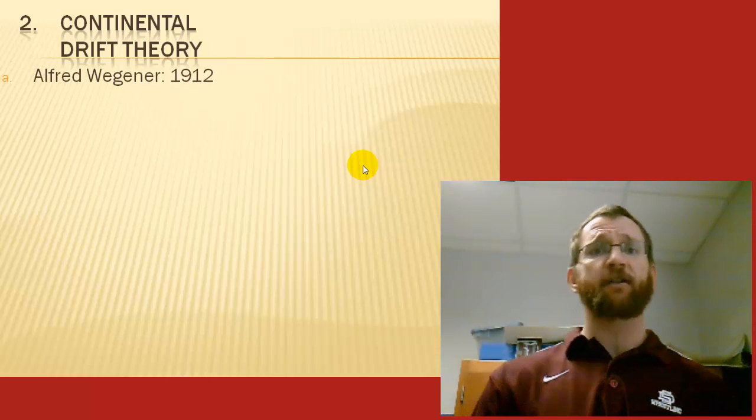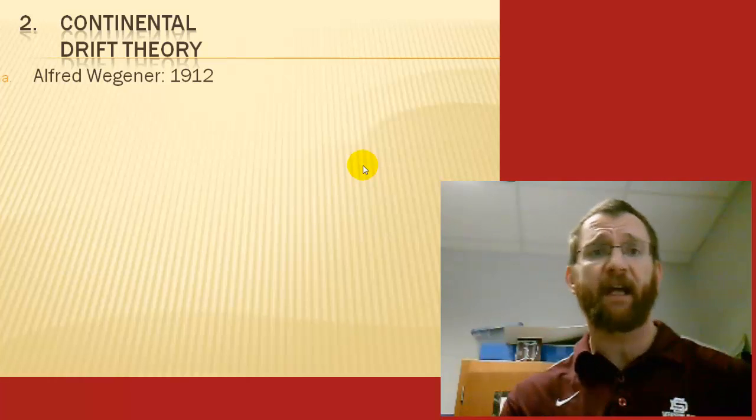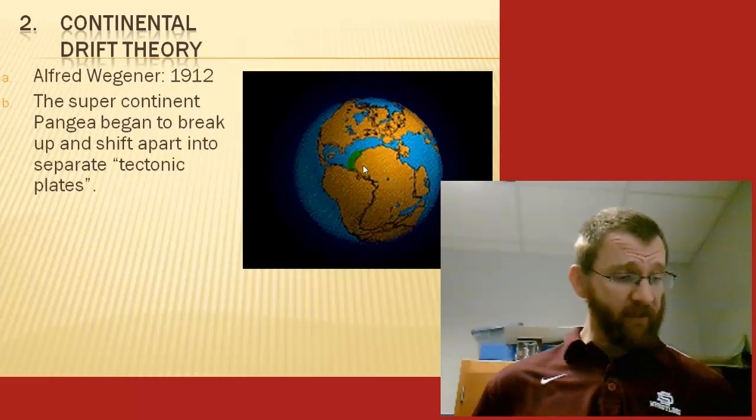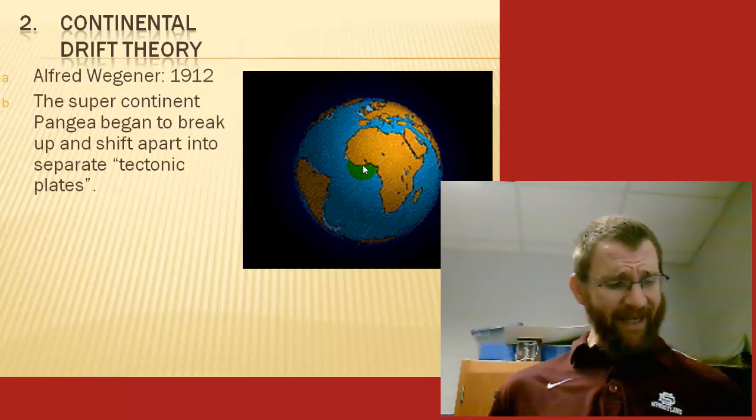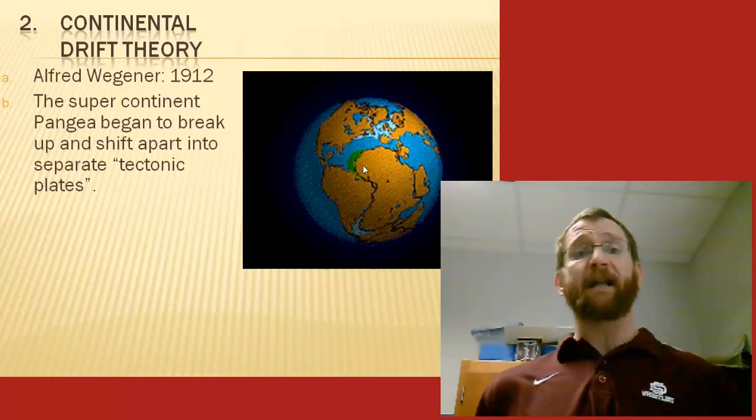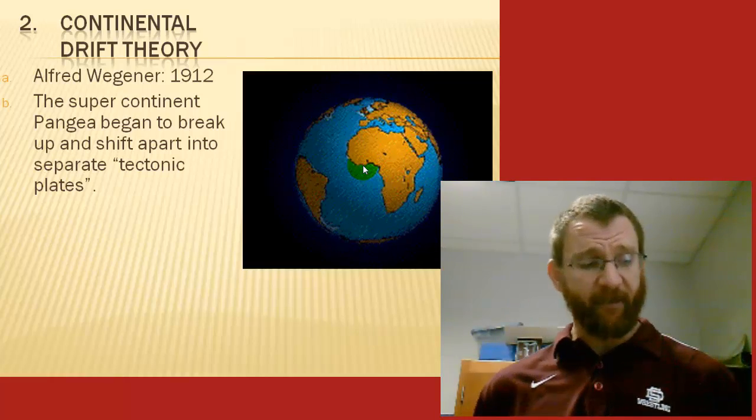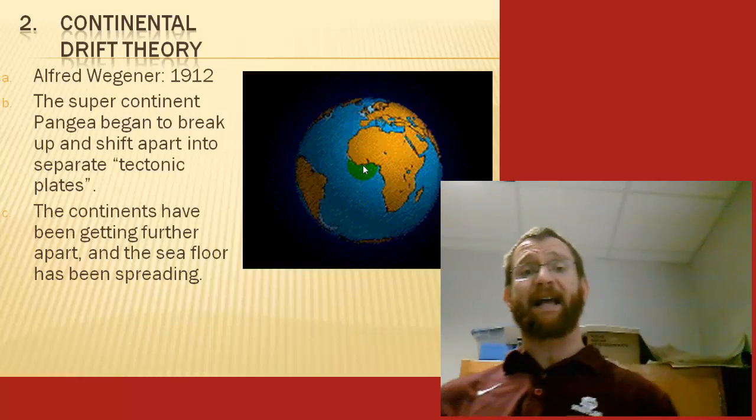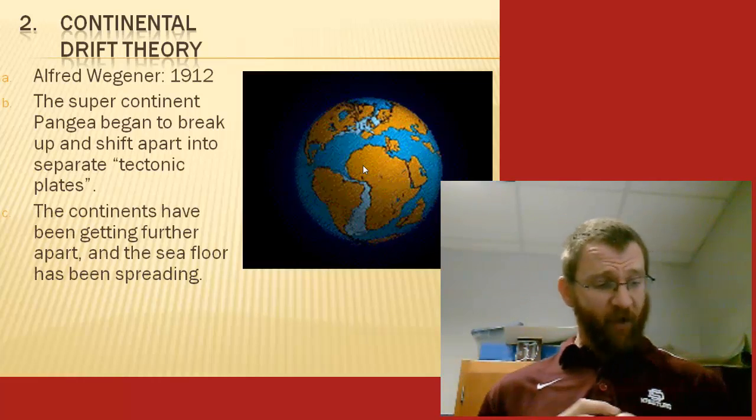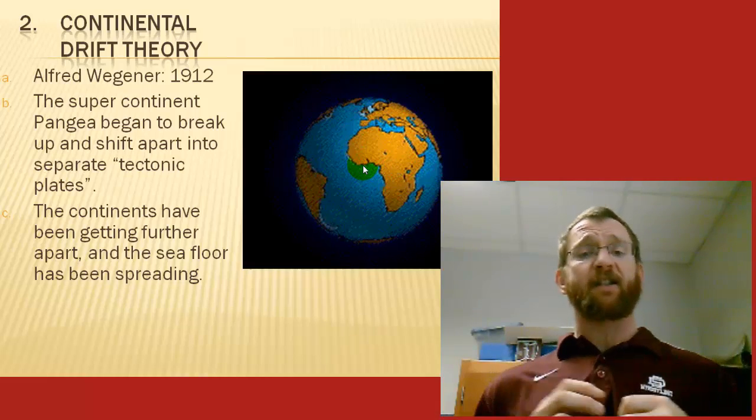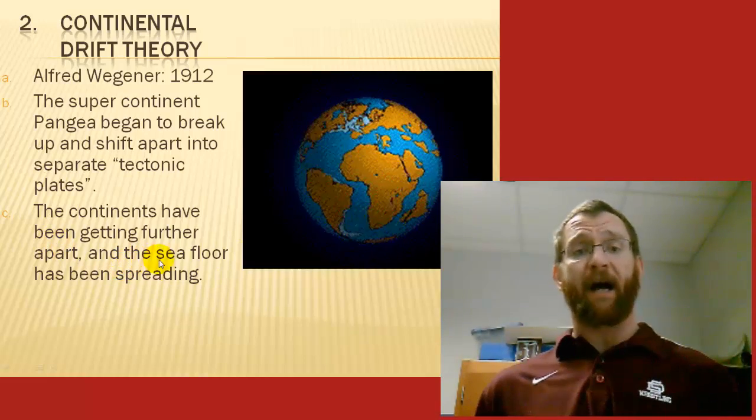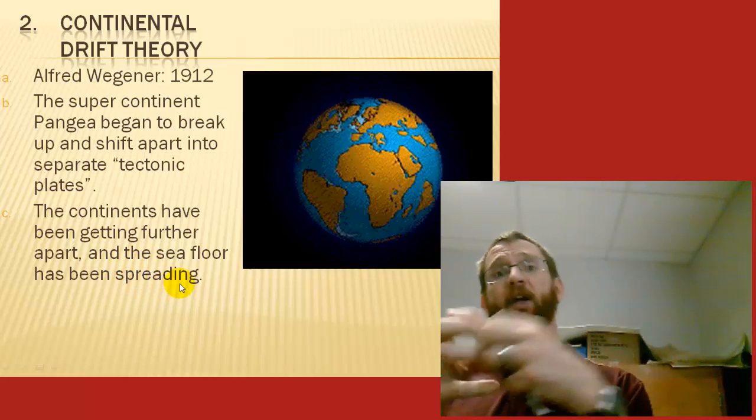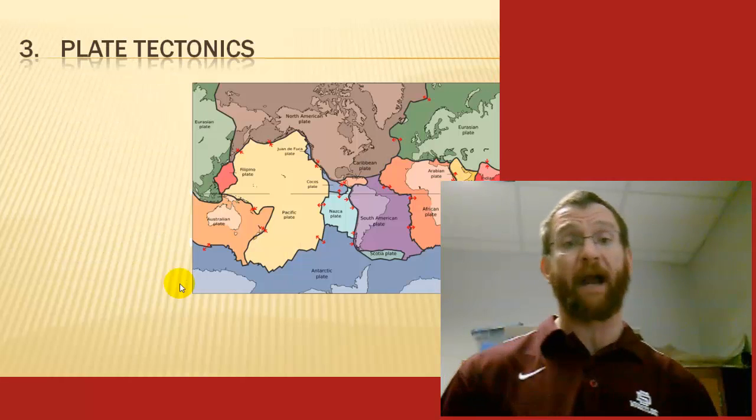It was developed, first of all, in 1912 by a guy named Alfred Wegener. In his continental drift theory, he said that there was once a supercontinent, okay, named Pangaea. However, that supercontinent began to break apart and shift into different tectonic plates. So as time moved on, those plates got further and further apart, and those continents got further and further apart. And that spreading, or that moving apart, is helped by the seafloor. The seafloor is what encourages those continents to move apart, and the seafloor has been spreading.